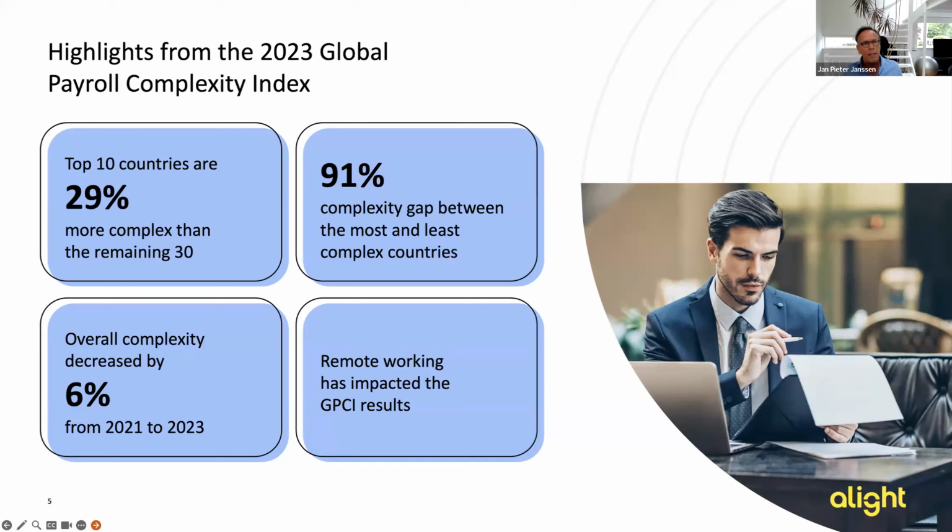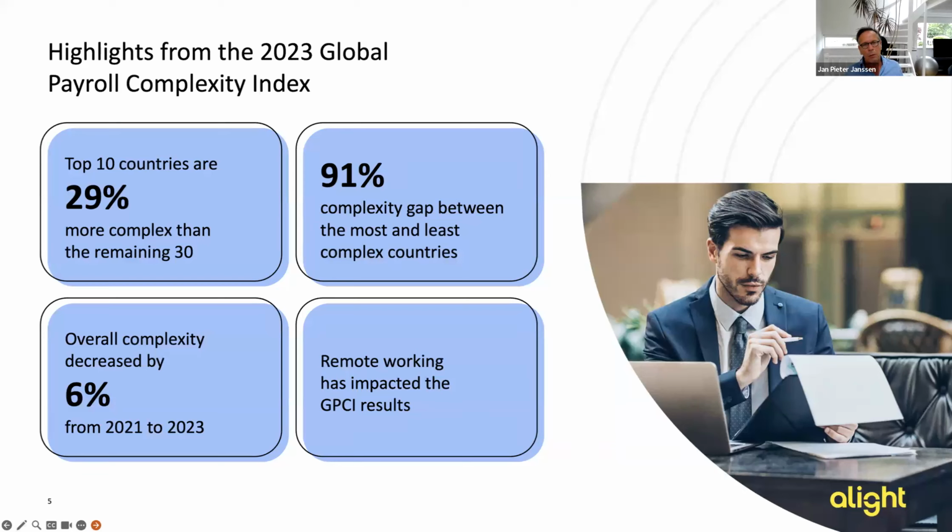What is truly encouraging, I think, from this research is that the overall complexity decreased. I know for some countries there's always a long talk about whether we can simplify regulation, and with that, reduce complexity. I think what we see around the globe, around the 40 countries, is that it actually did work. And what we learned from the impact of remote working over the last years also impacted the GPCI results.